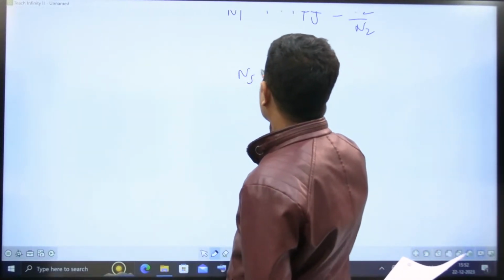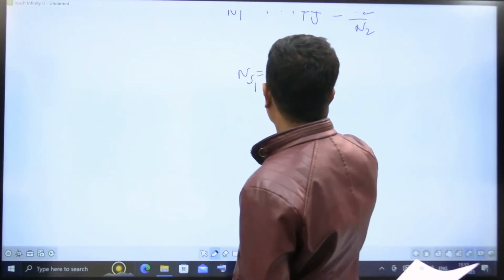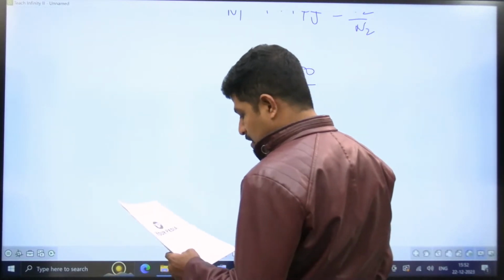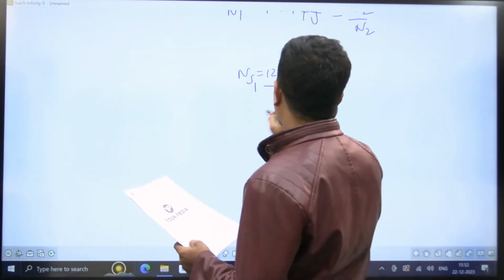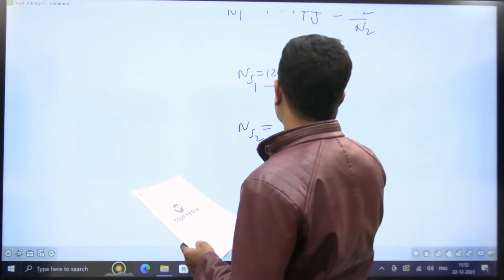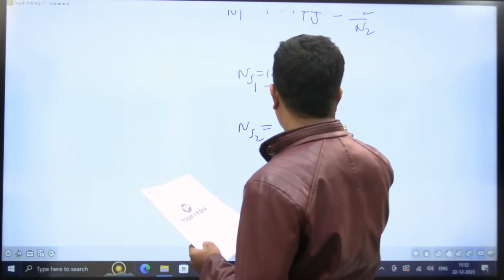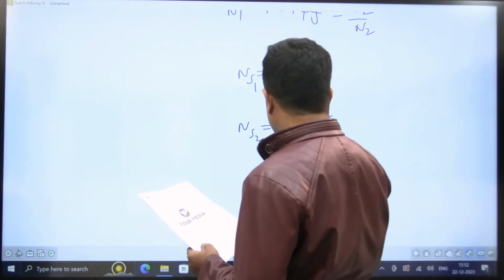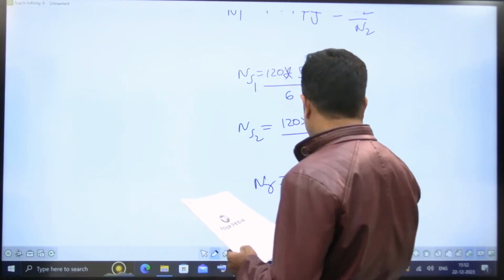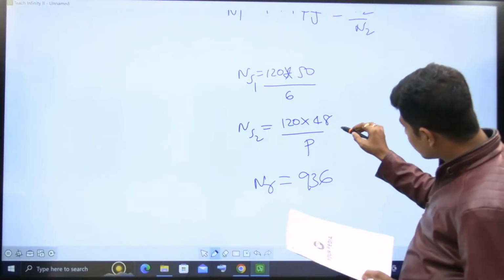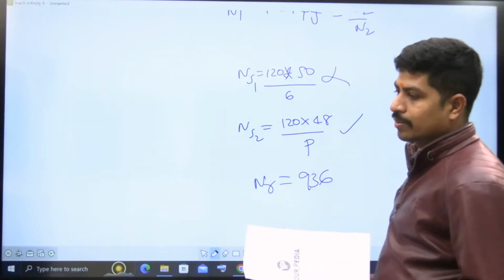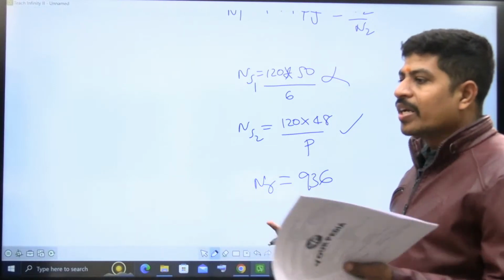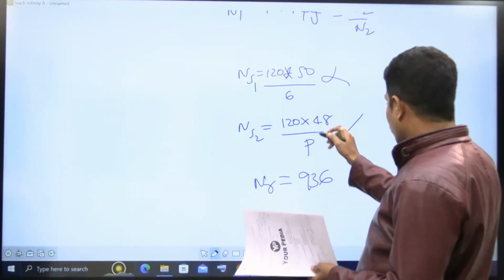Ns1 is equal to 120 F by P, F is 50. How many poles? 6 poles. What is Ns2? Ns2 is equal to 120 into 48 by P. And at what speed is it running? Nr is 936. So in these two, which Ns do I have to consider? This one only. The other is not required because our frequency itself is 48. Therefore, definitely synchronous speed will change. Now you are going to get some value.